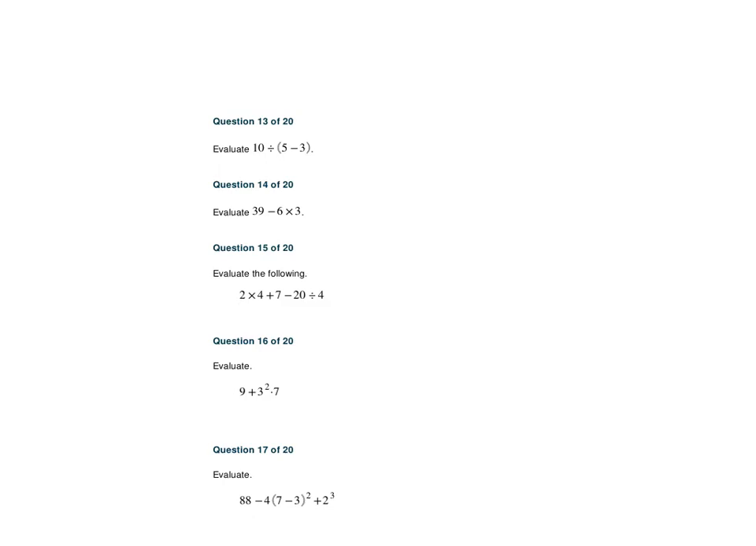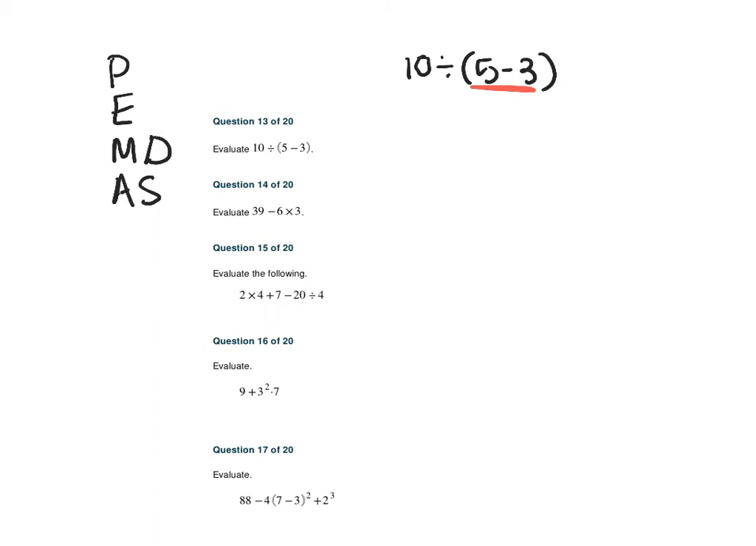So questions 13 through 17 are going to be our order of operations problems. So remember, that's where we use PEMDAS. If we have 10 divided by the quantity of 5 minus 3, the first thing I'm going to ask myself is, are there any parentheses? That's my P. Yes. I'm going to take 5 minus 3 and simplify that to a 2, and then I'm going to copy everything else down. So 10 divided by 2. That's 5. So my final answer here is 5.